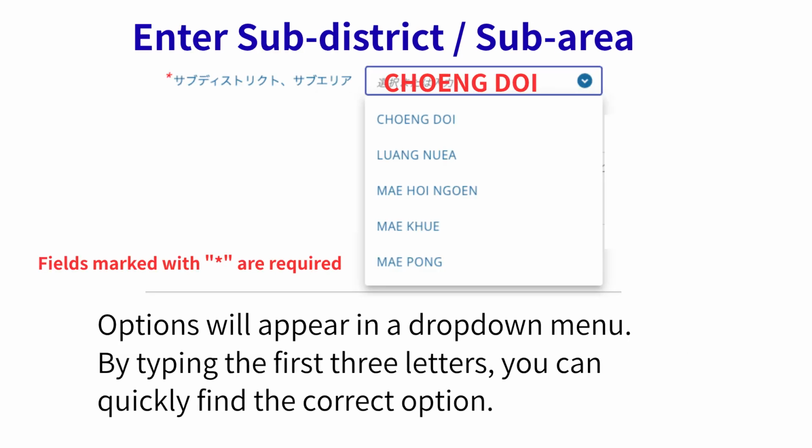The sub-district/sub-area field is also required. Please select from the drop-down menu. Typing the first 3 letters will narrow down the options, allowing you to quickly find and select the correct sub-area.